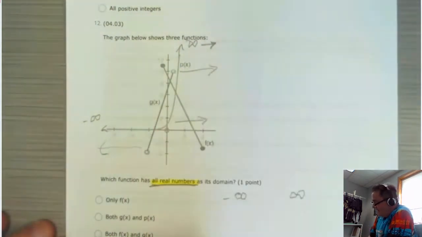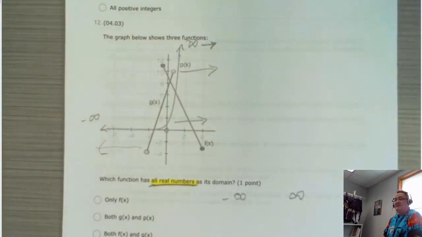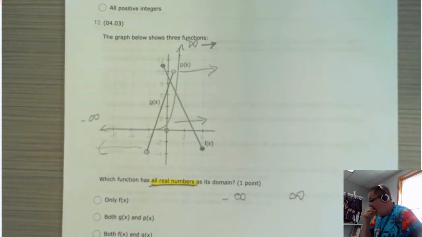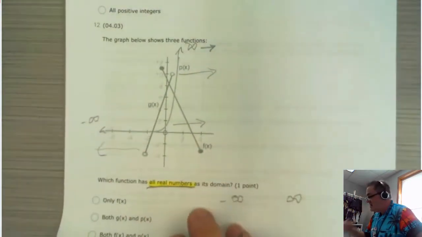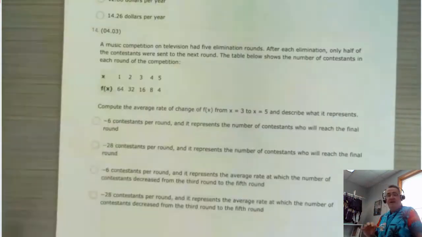So only P of x has a domain that goes from negative infinity to infinity. All real numbers. That's it. Only P of x. All right, let's move on.